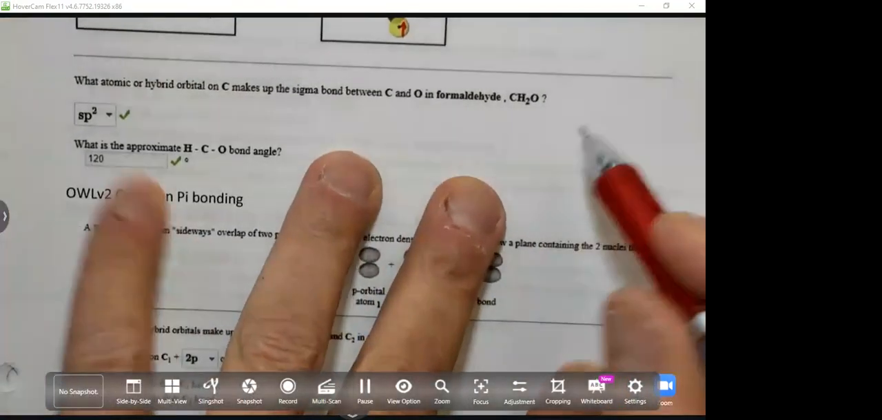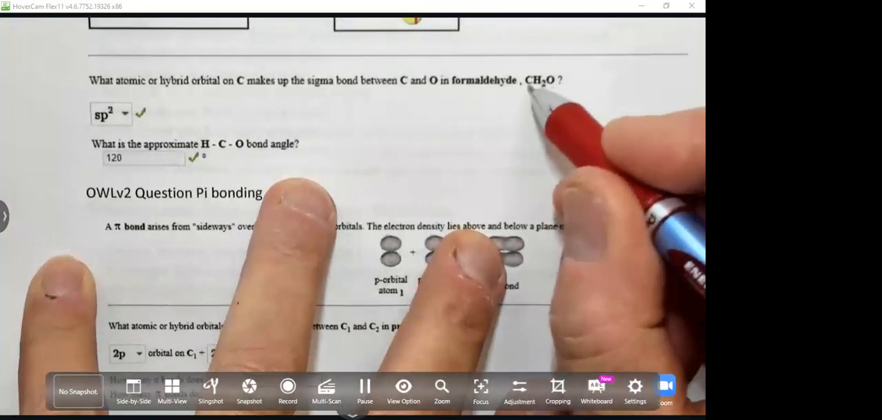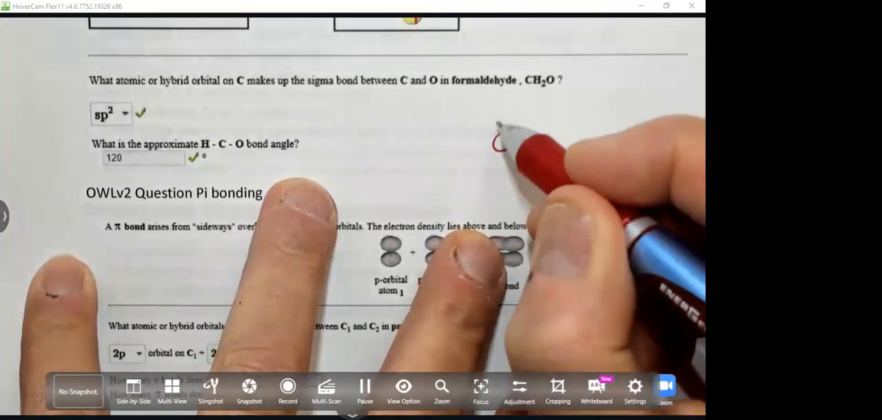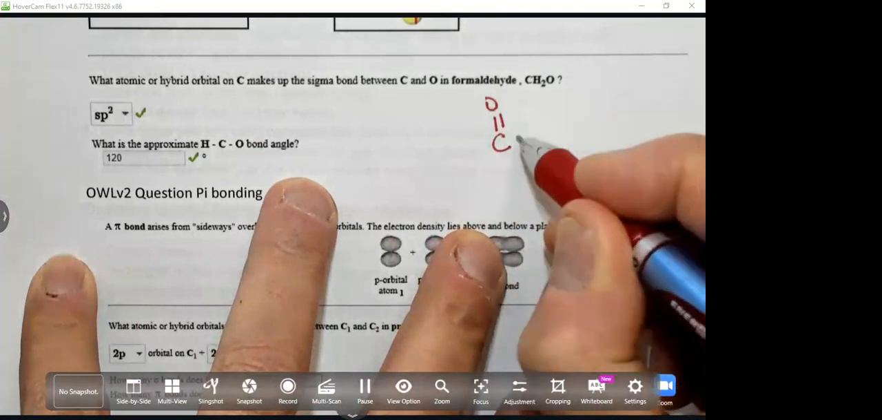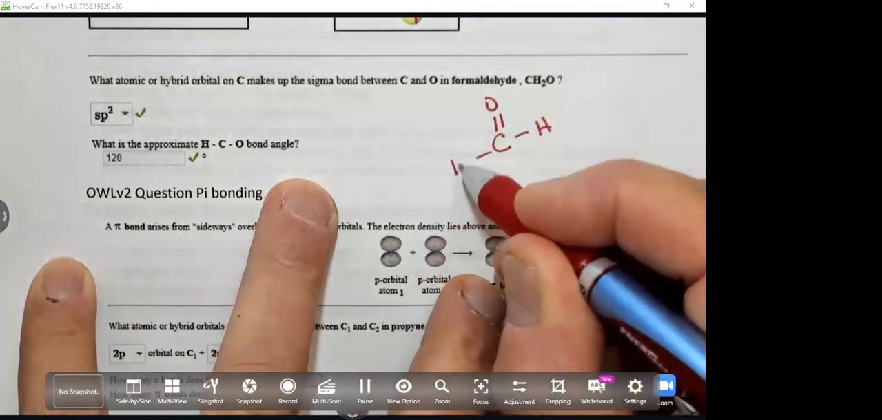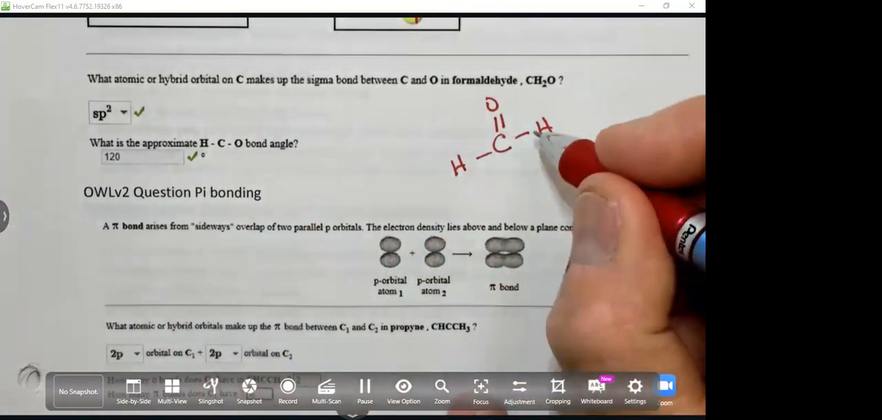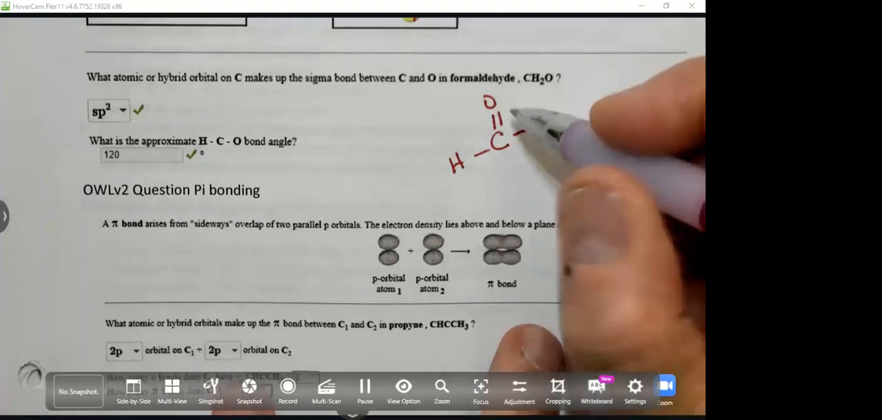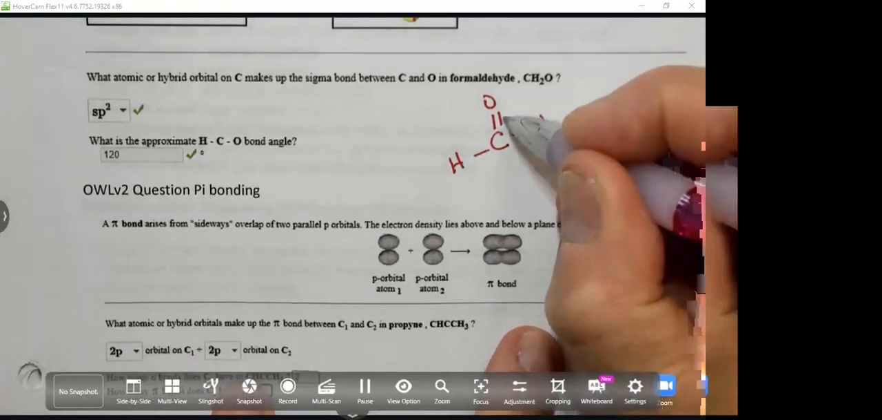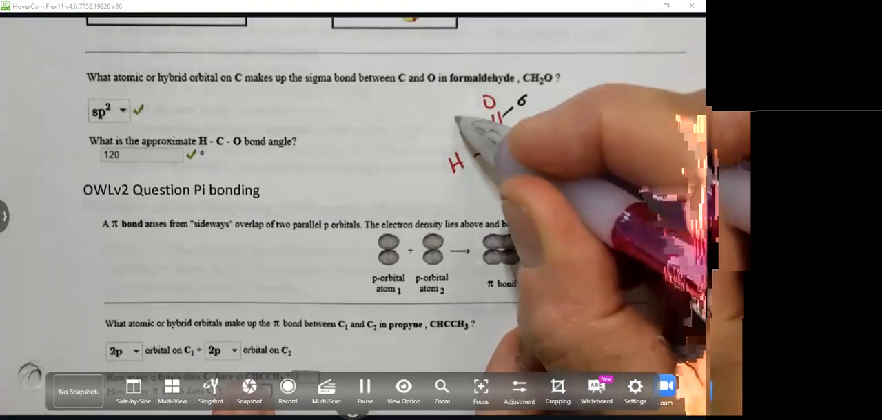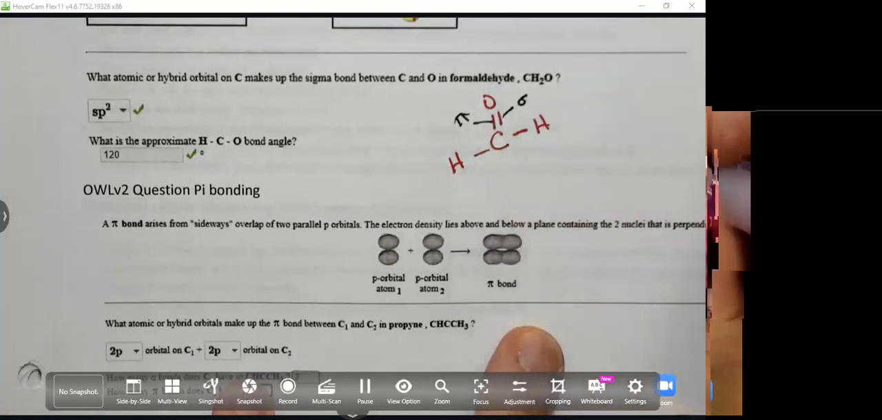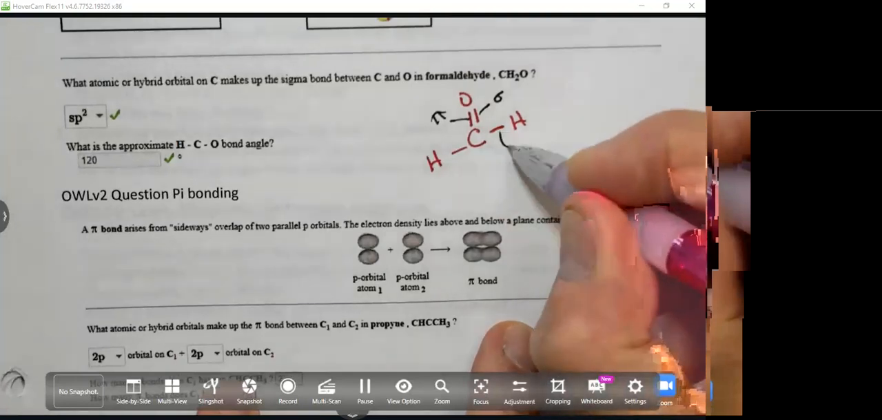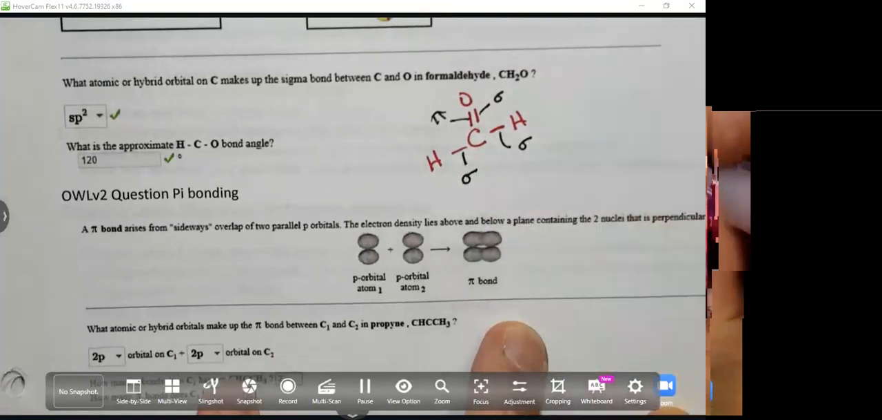This structure, you're going to have to do Google images or draw it out, CH2O. You actually end up with a structure like this because oxygen has two bonds. Now, what do we have here? Got a sigma and a pi, right? We get a double bond. One of those has to be a pi. Sigma, sigma.